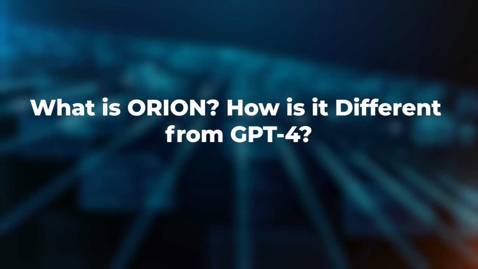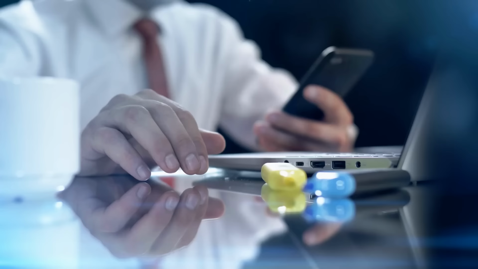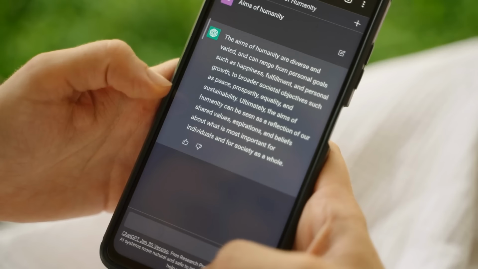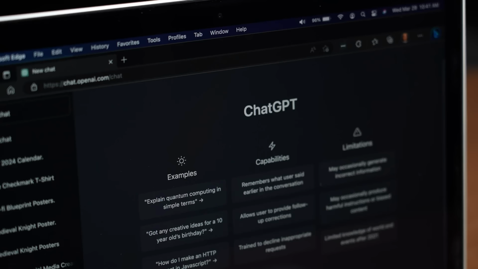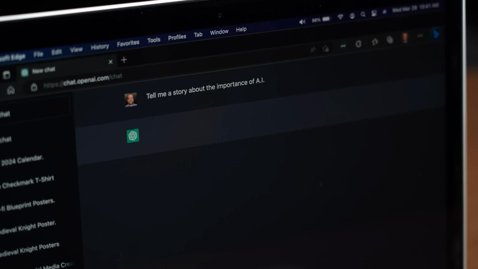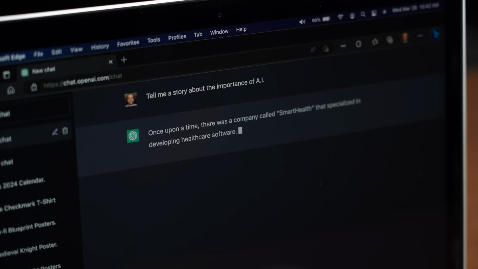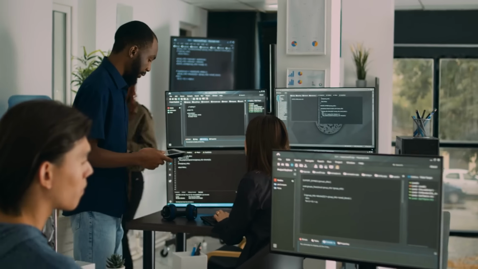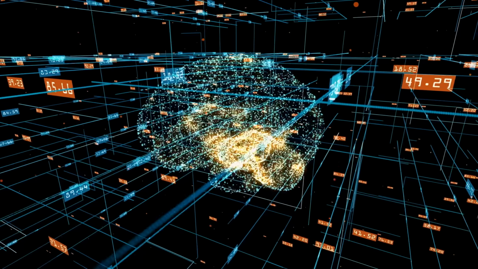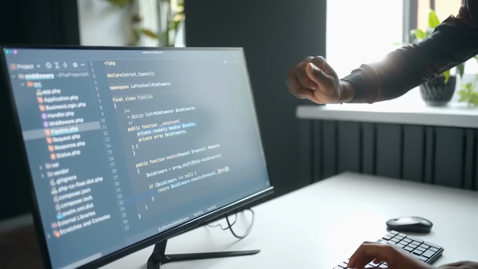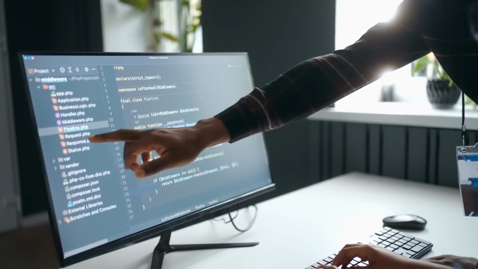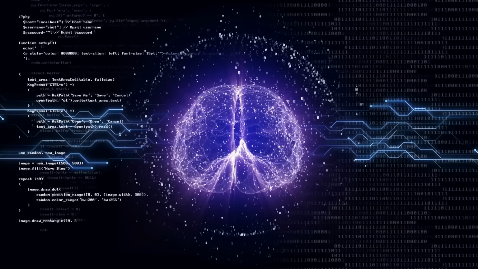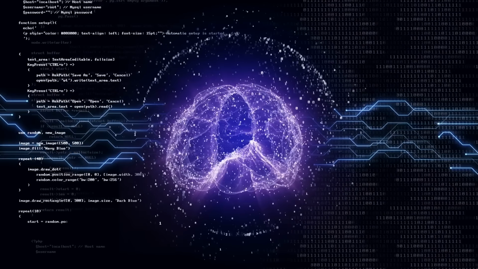What is ORION? How is it different from GPT-4? ORION is rumored to be a complete leap forward, not just an incremental improvement over GPT-4. While GPT-4 has already set new standards in natural language processing and human-like conversation, ORION aims to take things further with a level of reasoning and problem-solving capability that could rival human intelligence. The ambition behind ORION isn't just to build a better chatbot. It's about pushing toward AGI, an AI that can understand, plan, and innovate independently.